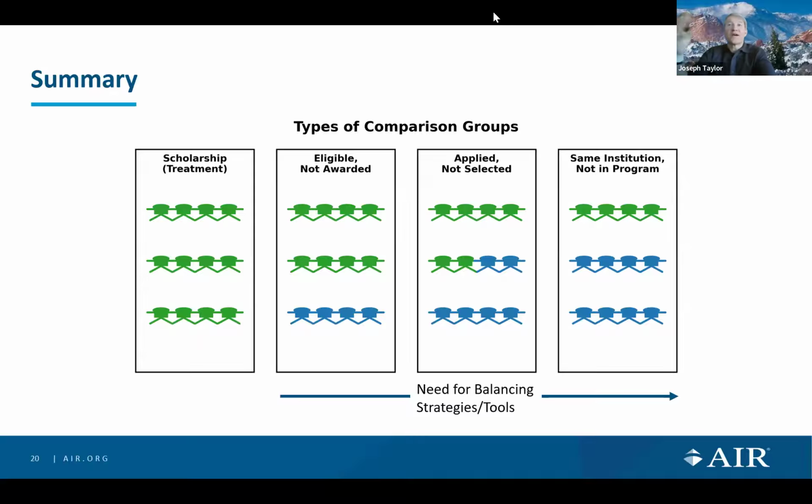And as we move from left to right, the differences between the scholarship recipients and the comparison groups likely increase, as indicated by the increasing number of blue figures as you move from left to right. All of this is to say that as you move from left to right across these comparison groups, the need for balancing tools and strategies becomes more pronounced.